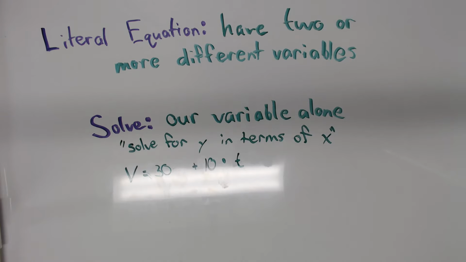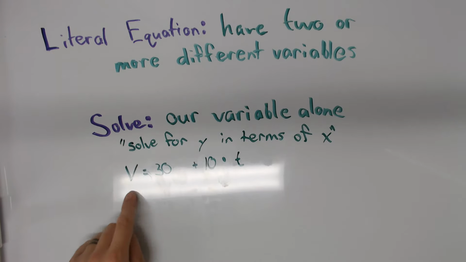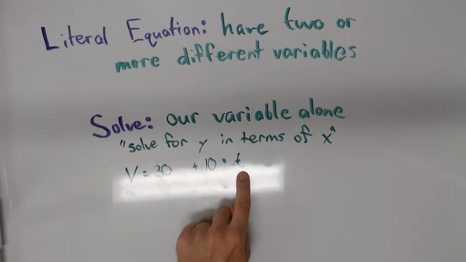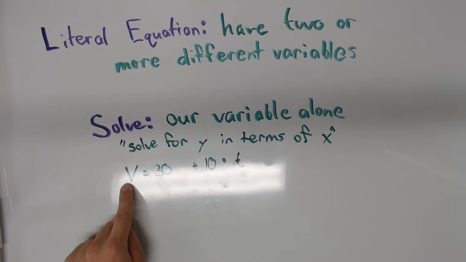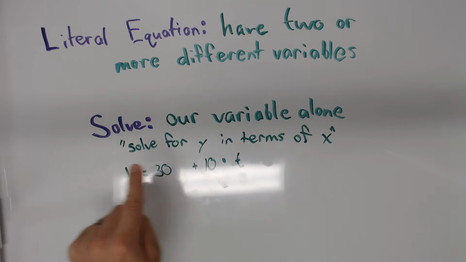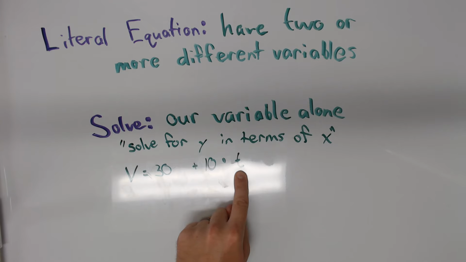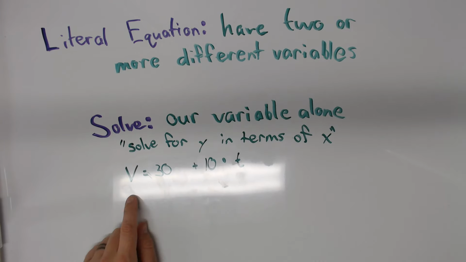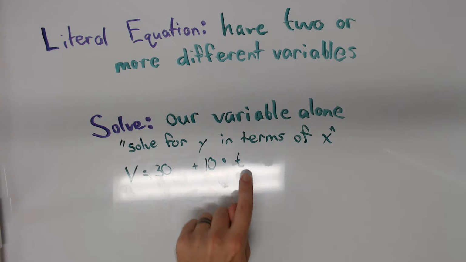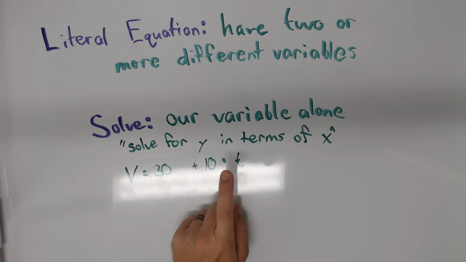But my variables here end up being velocity, speed, and time. So v is solved for in terms of t. So this is the vocabulary we use for that. Solve for v in terms of t. If I wanted to solve for t in terms of v, I would just have to get t alone. So let's look at a couple of examples.